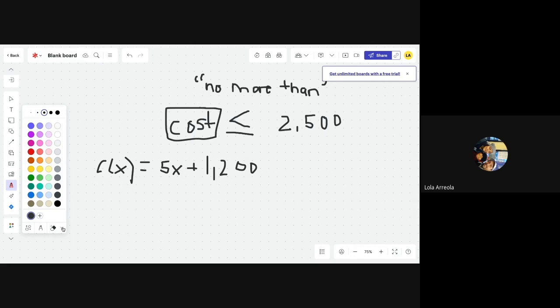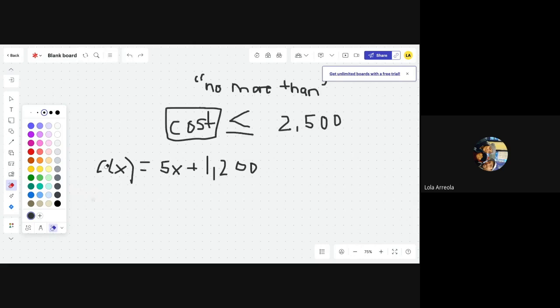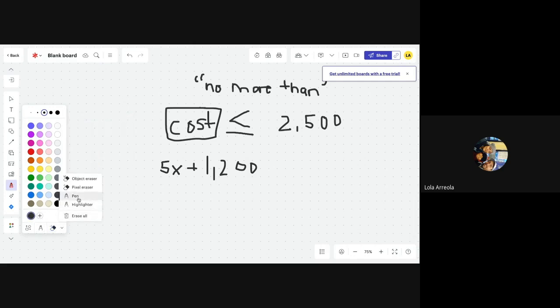So I'm going to go ahead and erase the C of x. We don't need that, because we already know cost equals this, just the equation that's given to me. So now this is the same setup. My cost has to be no more than 2,500. And then I'm just solving for x, because I want to figure out how many burgers I need to sell so that I reach this max limit. So all I'm doing is solving for x.